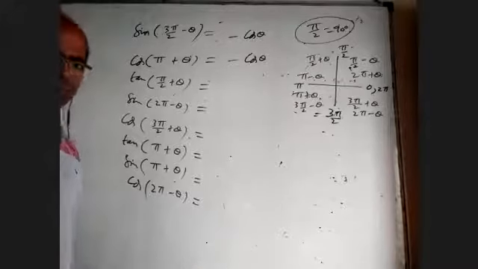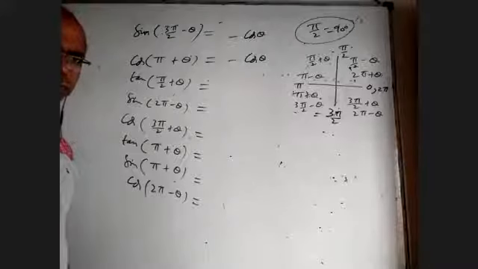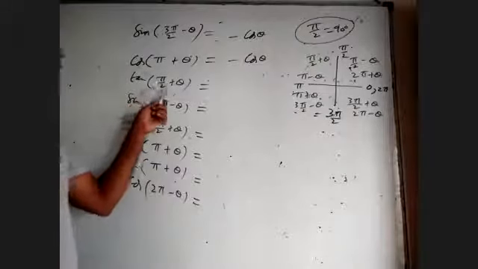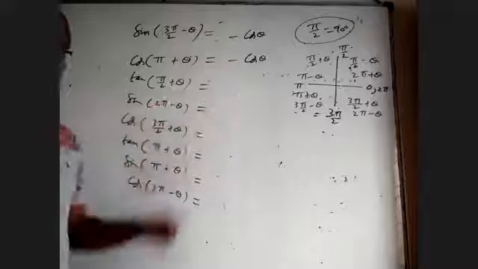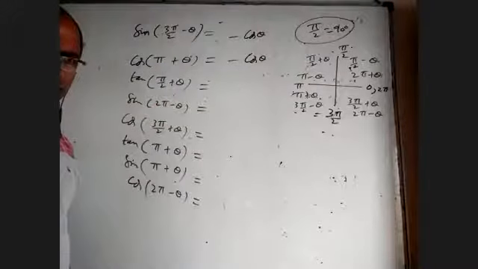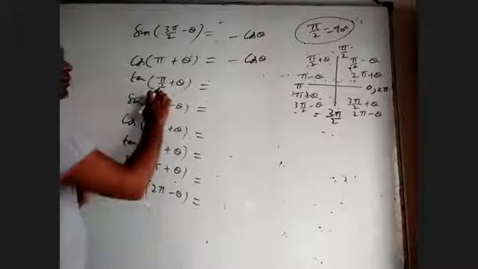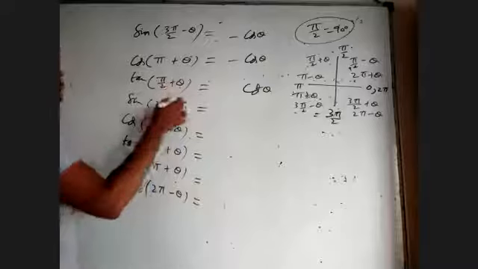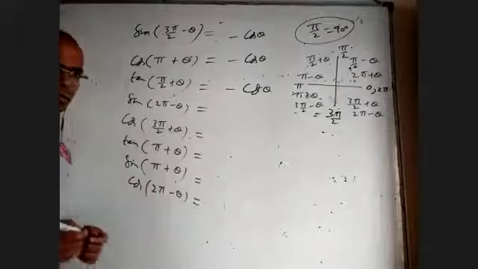Tarun, tan 90, sorry, pi by 2 plus theta, will tan theta come or cot theta come? I think your voice is breaking. Okay. All right, it's okay. So this is an odd multiple of pi by 2, so you'll get cot theta. And 90 plus theta is second quadrant, tan is negative, so minus cot theta.